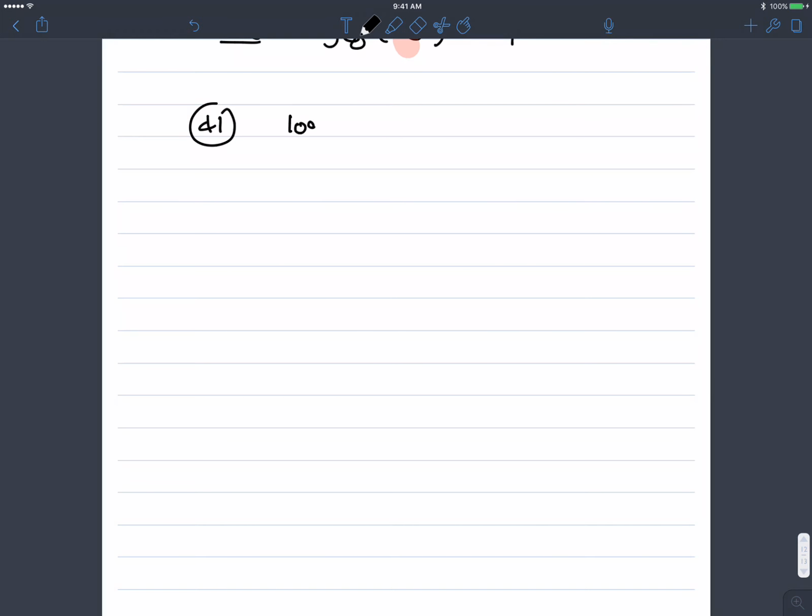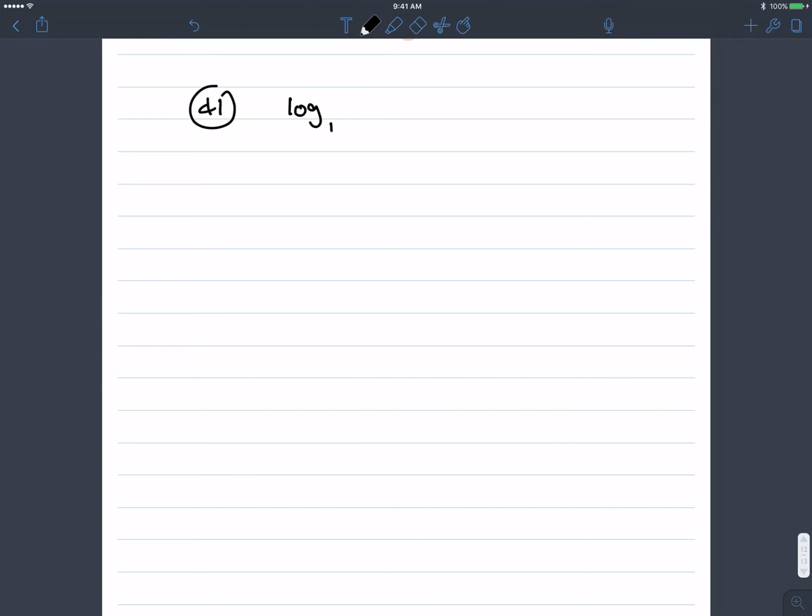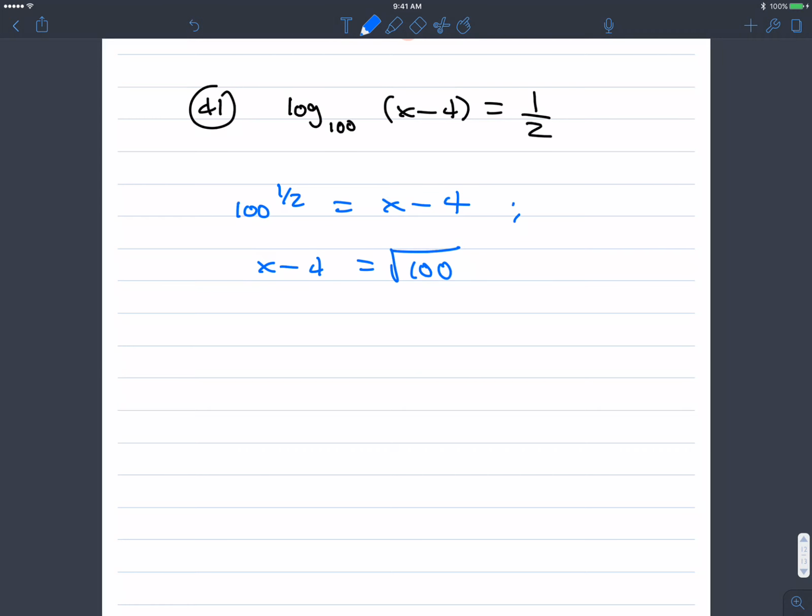41. Log base 100 of x minus 4 is 1/2. Use the definition. 100 to the 1/2 is x minus 4, or we can say that x minus 4 is the square root of 100. x minus 4 equals 10. So when I add 4 to both sides, I get x equals 14.